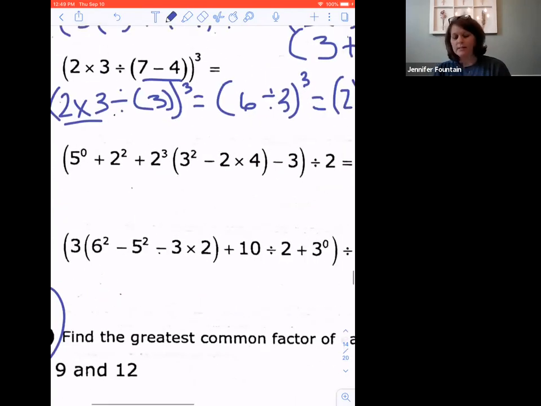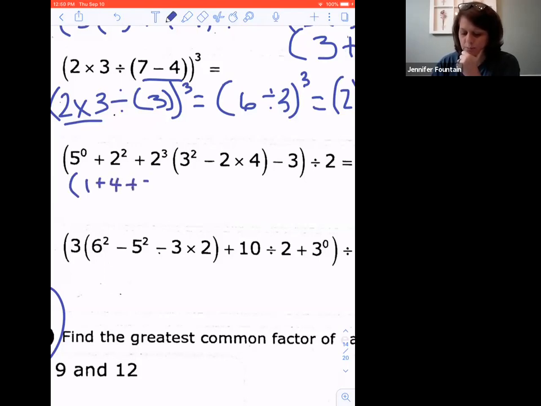Again, I have parentheses inside of parentheses, so I'm going to start working on that. One of the things that I can do, though, outside of my parentheses is I can go ahead and take care of these exponents also. So we'll go ahead and kind of work with that. We know 5 to the 0 is 1, 2 squared is 4, and 2 cubed is 8.